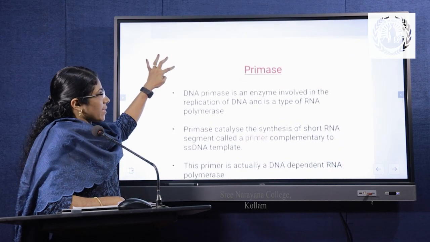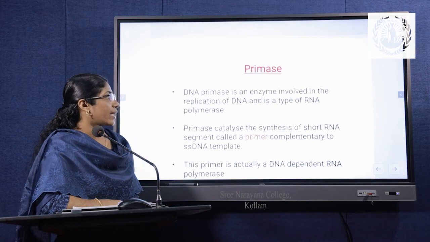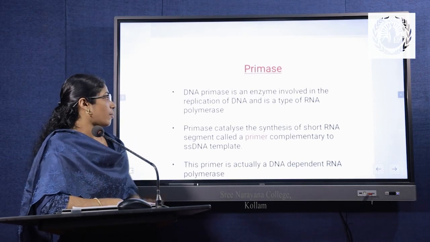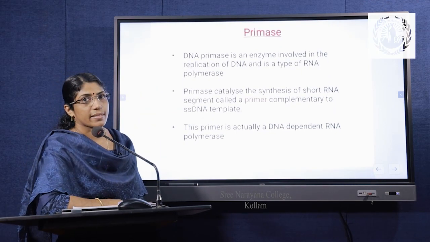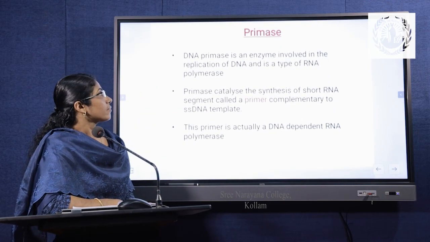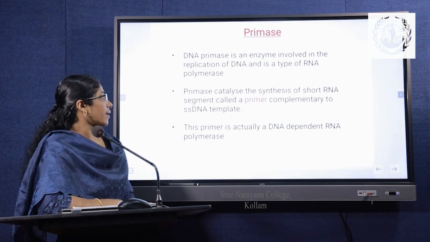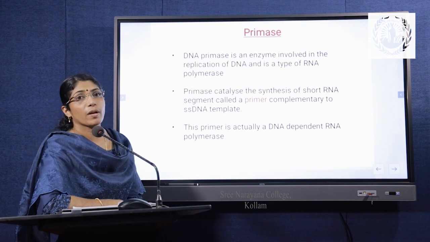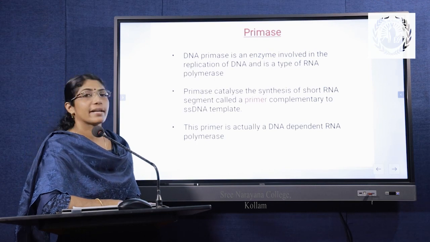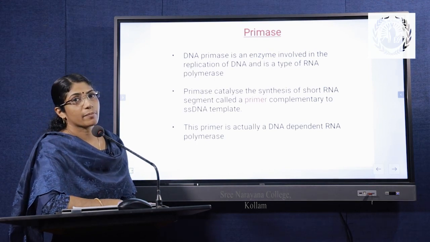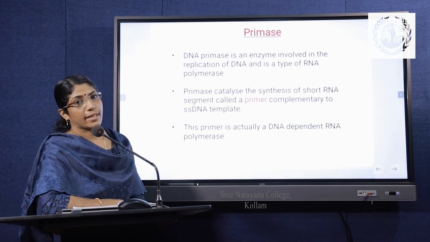Then we come to the next enzyme, primase. DNA primase is an enzyme involved in the replication of DNA and is a type of DNA polymerase. Primase catalyzes the synthesis of short RNA segments called a primer that is complementary to the single-stranded DNA template. This primer is actually made by a DNA-dependent RNA polymerase. This primase enzyme synthesizes RNA primers in the 5' direction.